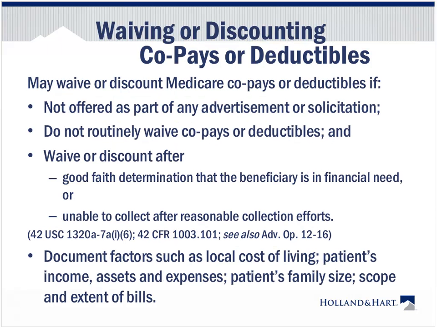You should look at your charity care policy and make sure it incorporates these kinds of factors in making your determination. So document factors such as local cost of living, patient's income, assets and expenses, patient's family size, scope and extent of bills. So if you go through that determination, make sure you document it and also make sure that it is in your charity care policy.